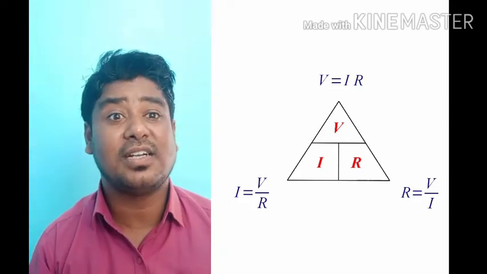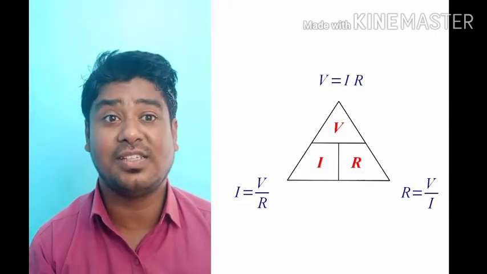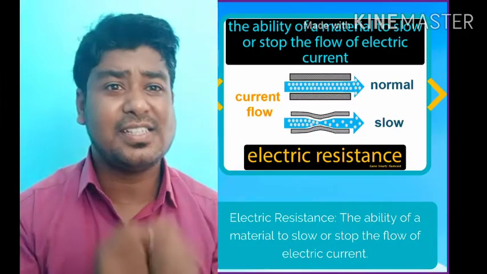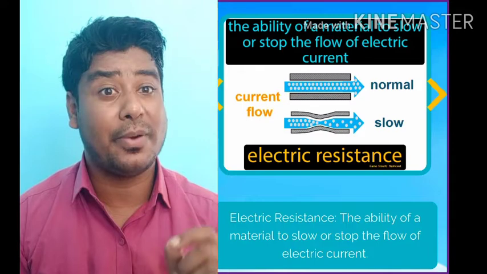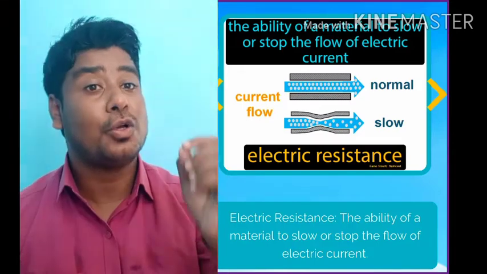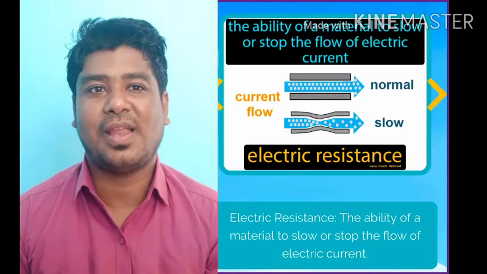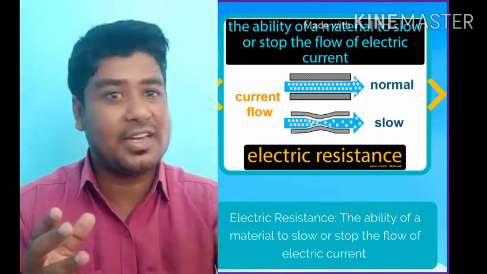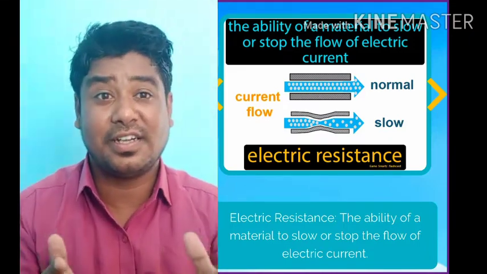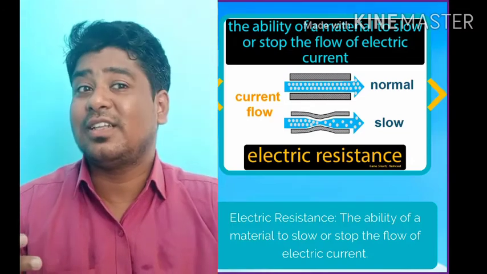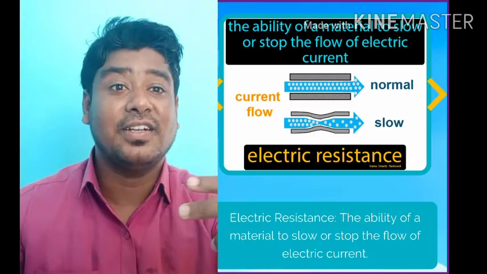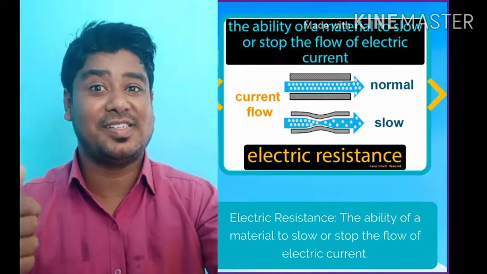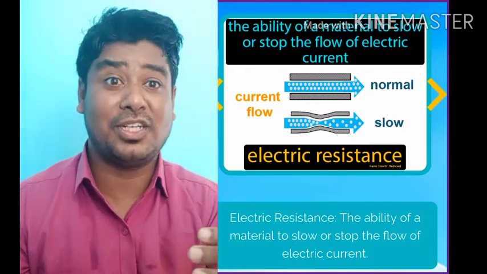Now let us understand what resistance is. What is this R? Resistance is defined as the property of a material to oppose the flow of charge. As you know, the flow of charges is the current. If charges flow in one direction in a conductor, in the other direction it opposes, something like friction, which you studied in previous years. Friction opposes the motion.